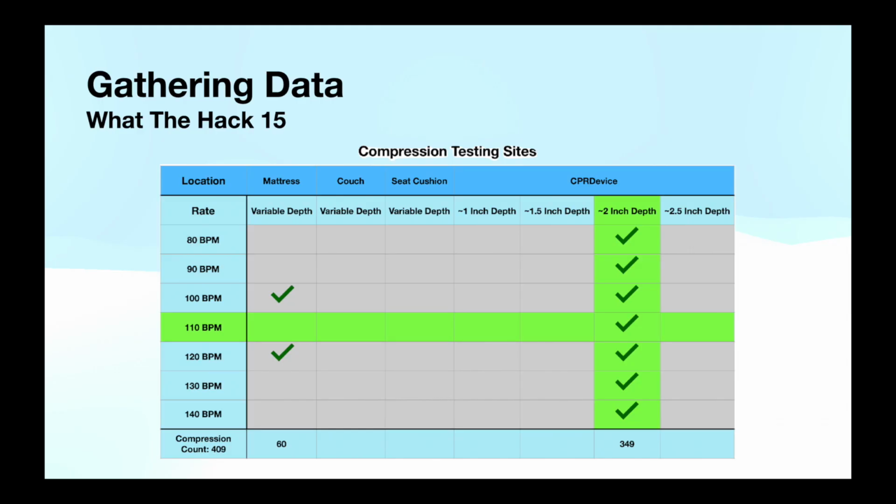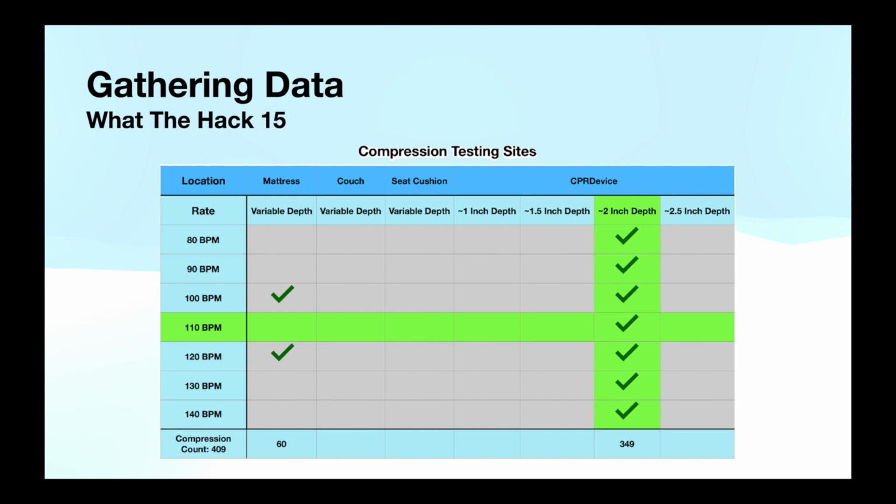We have organized locations that we have started to and will continue to perform compressions at for collecting varied data. The mattress, couch, and seat cushions such as a dining chair will be measured at variable depths since it will be difficult to track consistent depths while performing compressions. The CPR device will be the main method to measure at the specified depths of approximately 1, 1.5, 2, and 2.5 inches. All of these measurements will occur at the specified rates from 80 to 140 compressions per minute.